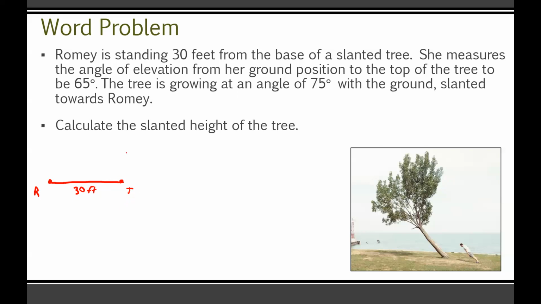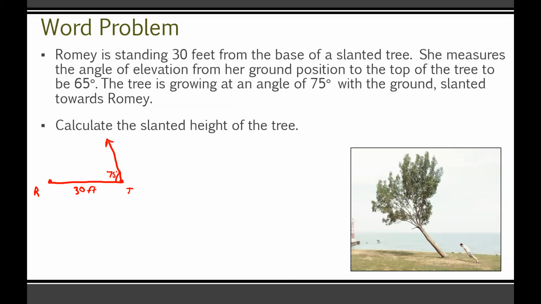Now the angle of elevation from her ground position, so from the ground to her line of sight, is 65 degrees, and that takes it to the top of the tree. And the tree is growing at an angle of 75 degrees with the ground, slanted towards Romy. So I think I'll draw the tree first. 75 degrees is a pretty steep angle. It's like this, more or less. And then we'll label that 75 degrees. And then we'll draw the line of sight from Romy to the top of the tree.